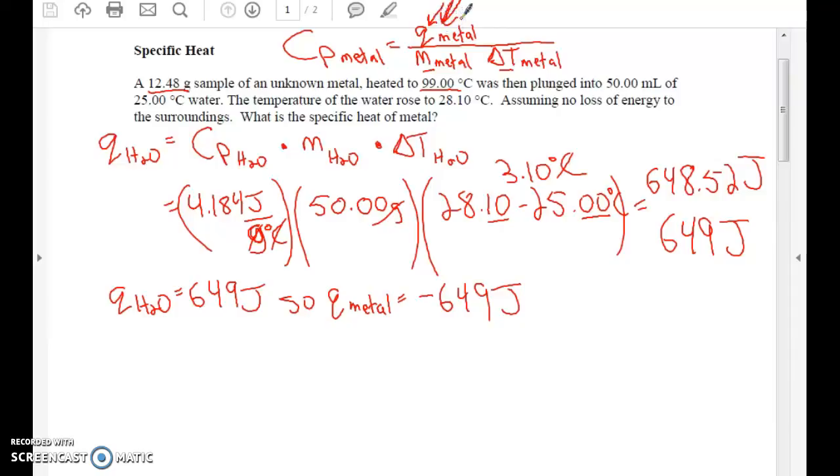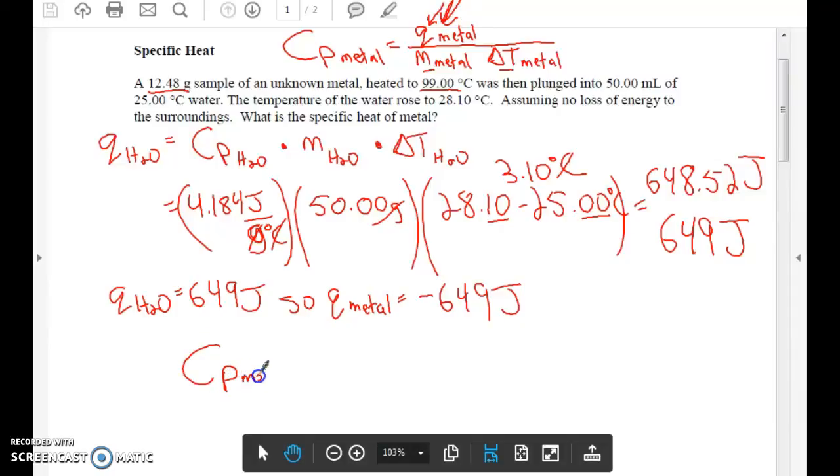So now we have all the information we need to figure out the specific heat of the metal. So Cp of the metal equals that negative 649 joules divided by the mass of the metal, which was 12.48 grams, multiplied by the delta T of the metal.